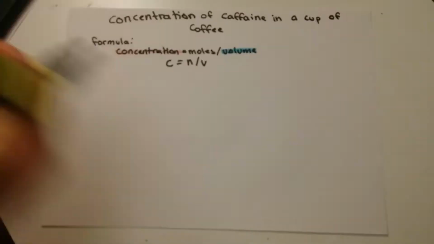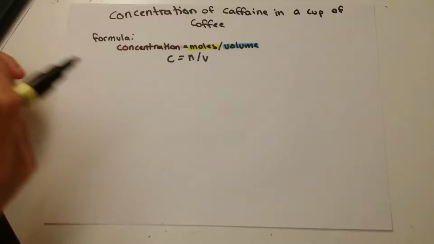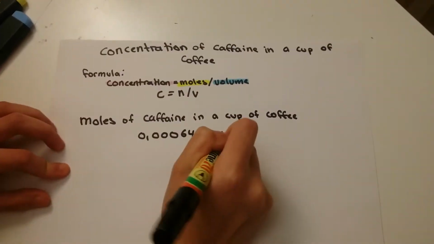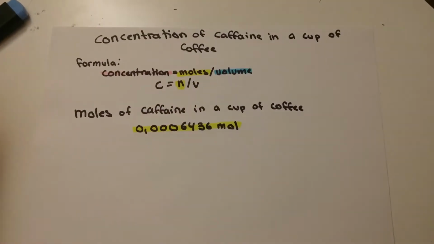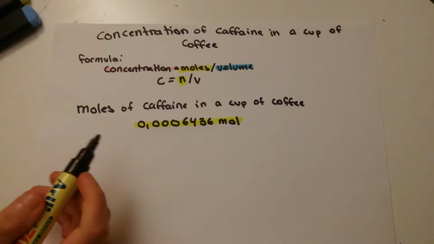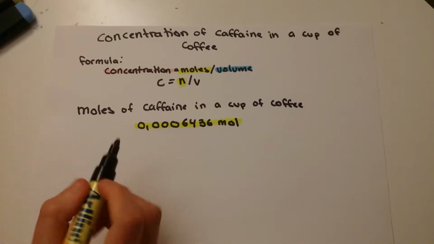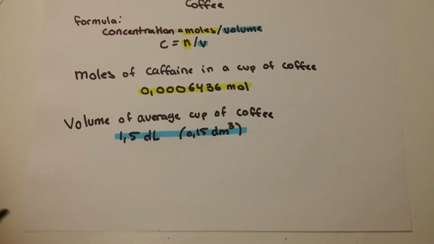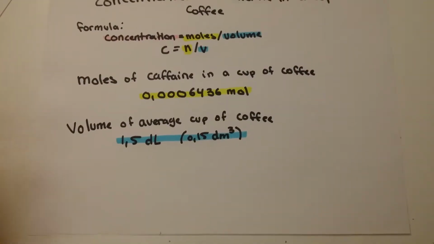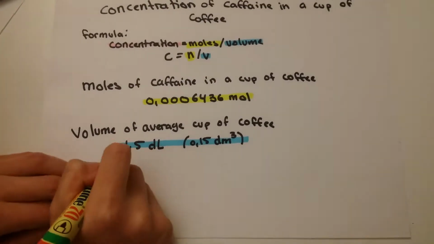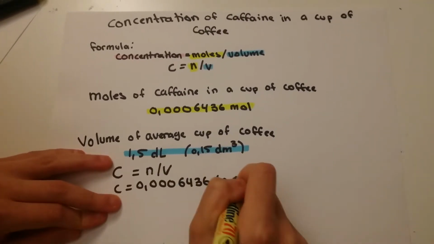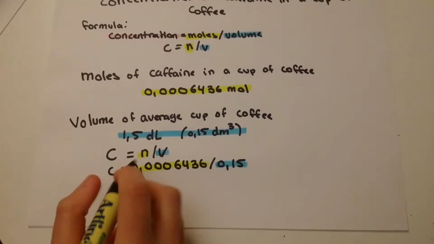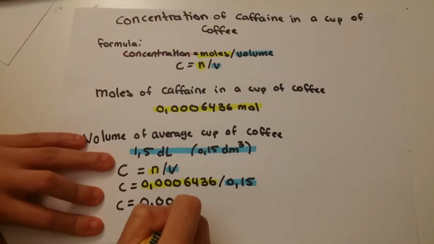To solve an everyday problem, such as calculating the concentration of caffeine in a cup of coffee, we use a formula. Concentration is equal to moles divided by volume, or C is equal to n divided by V. So the moles of caffeine in a cup of coffee is 0.006436 moles. This we know from using another formula in a previous video. The volume of an average cup of coffee is 1.5 deciliters or 0.15 decimeters cubed. Now that we have the volume as well as the moles of caffeine, we can find the concentration by using these figures to calculate the final number.